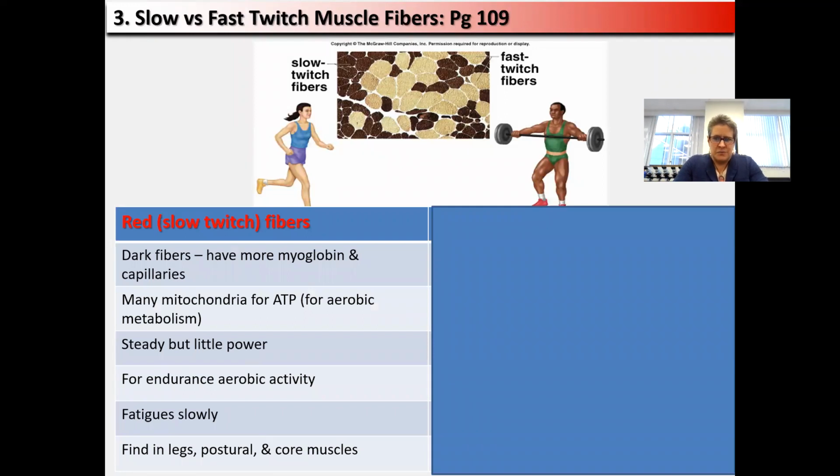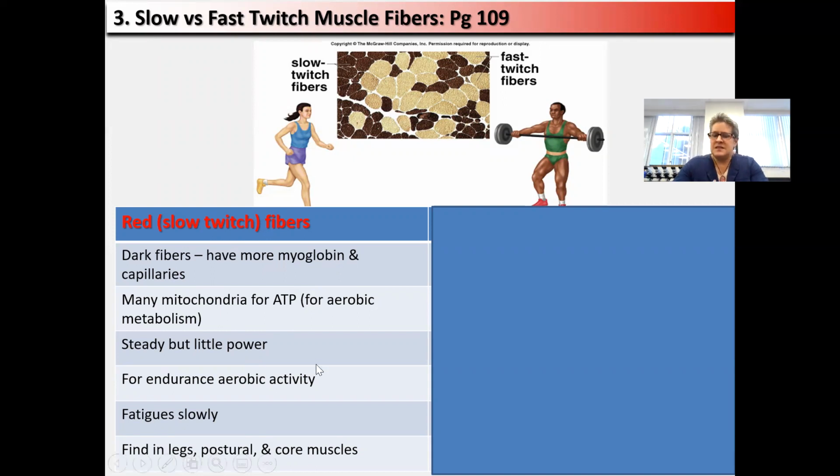Muscle fiber types. Our muscles are made up of a mixture of these muscle fiber types. Some muscle groups contain more red or slow twitch fibers, and some might contain more white or fast twitch fibers. The slow twitch fibers, the red fibers, are called that because they have a pigment to them, because there's more myoglobin and more mitochondria. The dark fibers have muscle's own unique respiratory pigment called myoglobin, and they have a lot of blood supply and many mitochondria for making a bunch of ATP so that skeletal muscles can function.